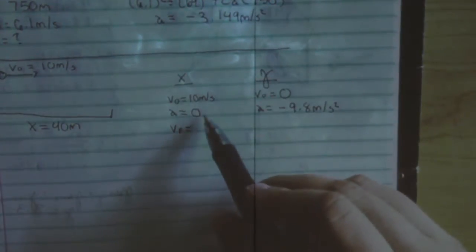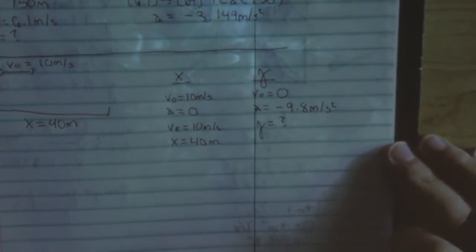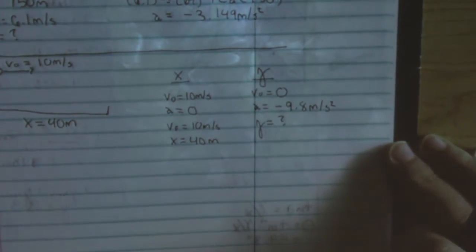Our v final in x, because our acceleration is 0, since the acceleration is the rate of change of the velocity, if there's no rate of change, that means our velocity stays the same. We don't know what our y is. We know one more thing, and that's that we travel a horizontal distance of 40 meters. So this is everything we know. The problem we run into here is that for y, we only know 2 variables. We need 3 to solve any kinematics equation. So we're going to have to find another one.